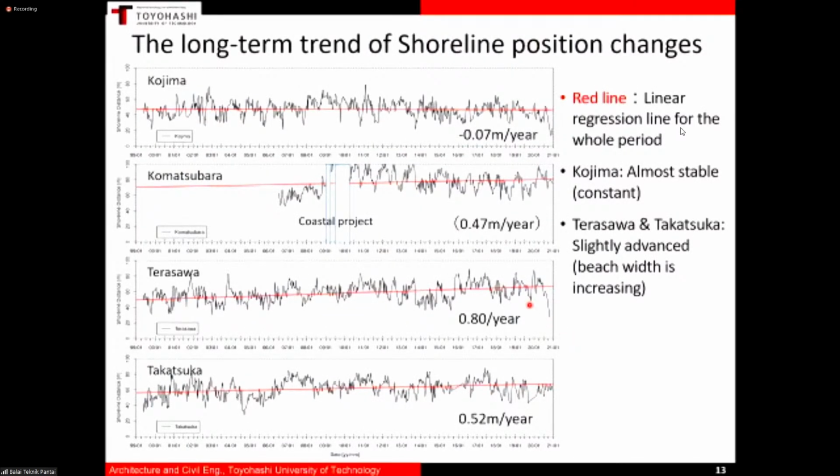And from these data, we find the long-term trend of the shoreline position. The red line is the linear regression line of the whole period. This data is a little strange because we don't have the coastal project, so maybe a little decrease, but the other 3 coasts, almost Kojima, this coast is almost stable along the 20 years. But this beach and this beach have slightly advanced.